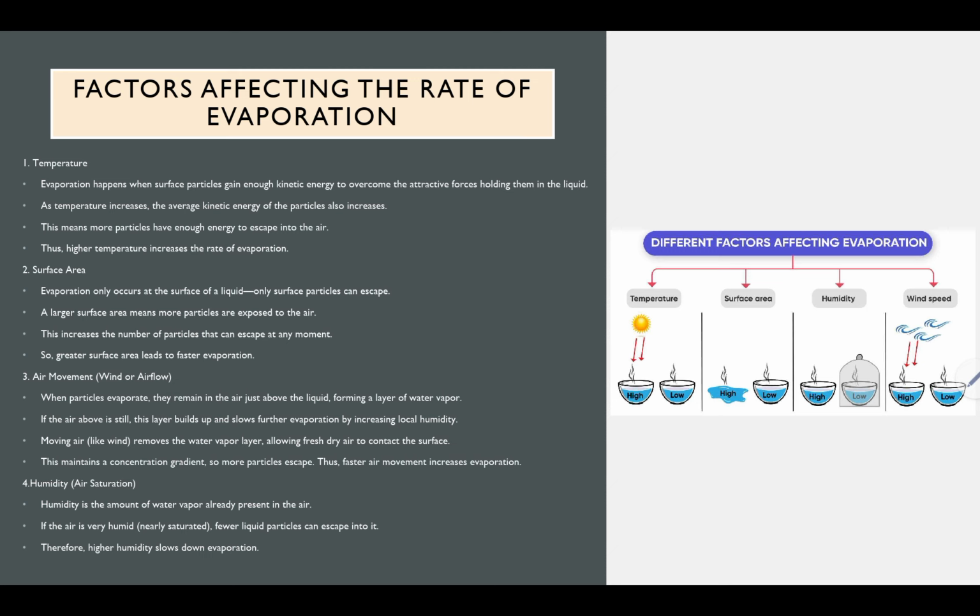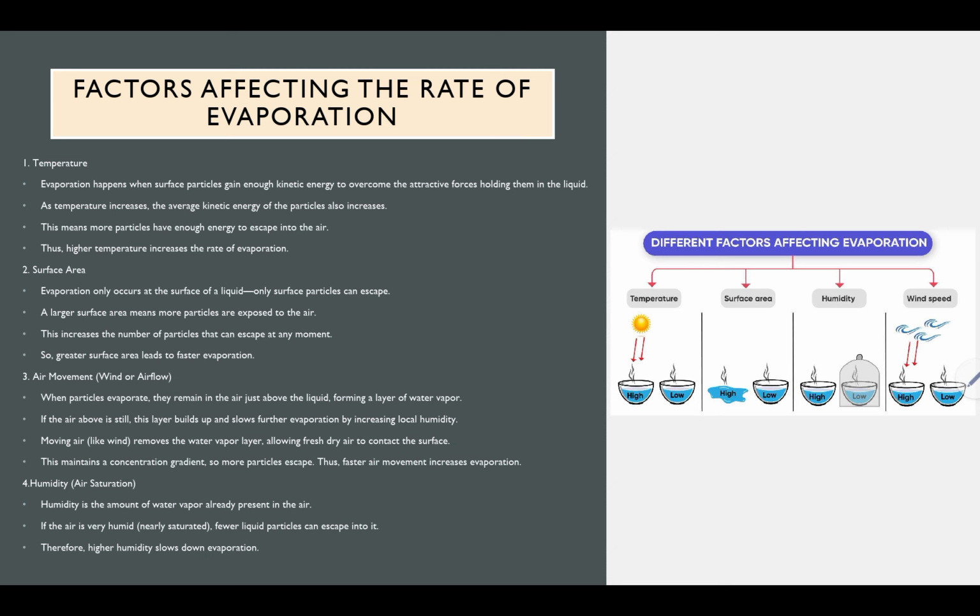So the factors affecting the rate of evaporation are 4. Temperature. If the temperature increases, the rate of evaporation will increase because the kinetic energy of particles increases, causing them to escape. Surface area. The larger the surface area, the more the particles are exposed to the air. So this will increase the chances of the number of particles to escape at any moment. So greater surface area leads to more evaporation.